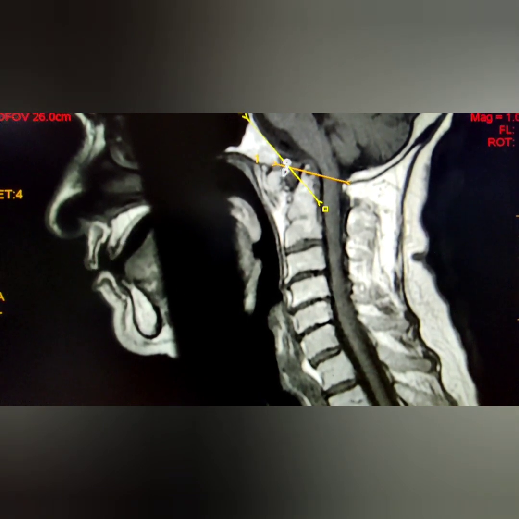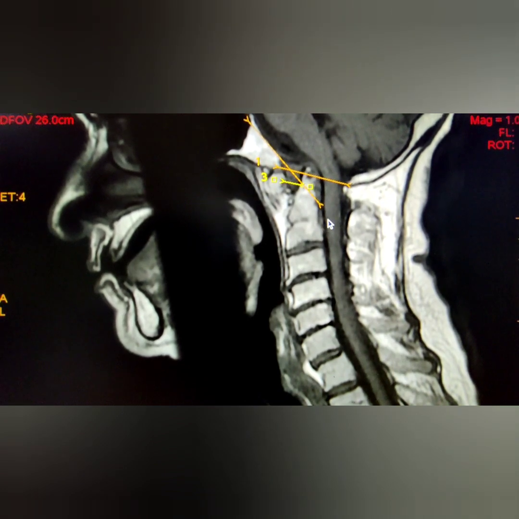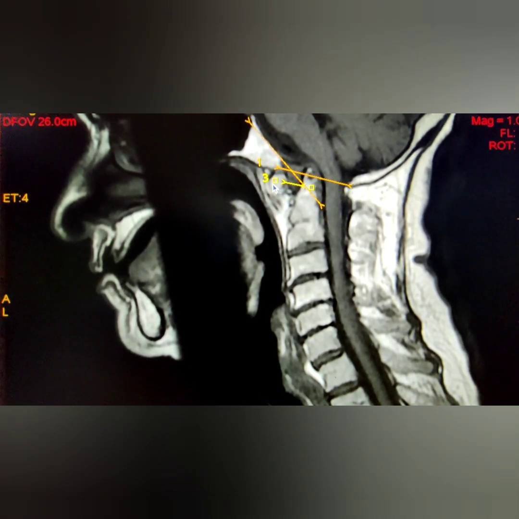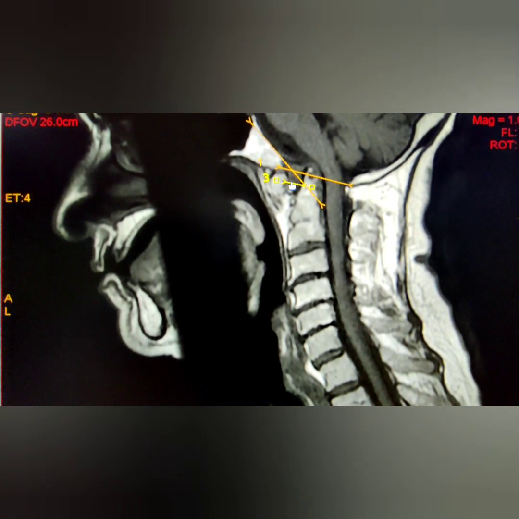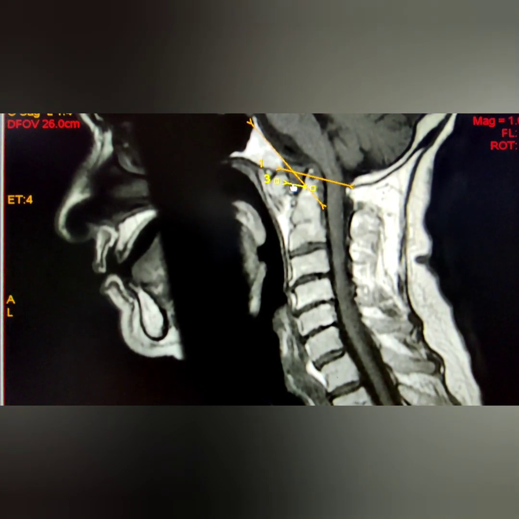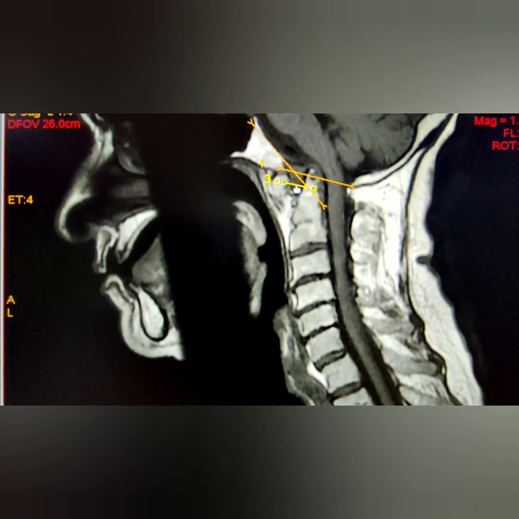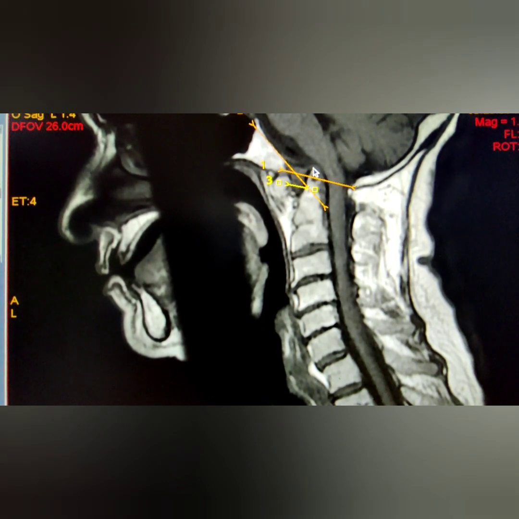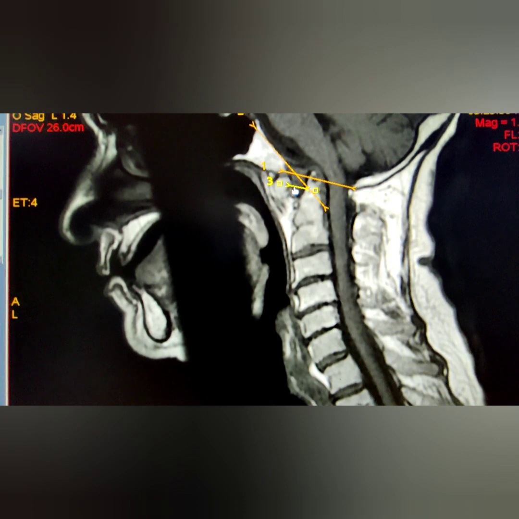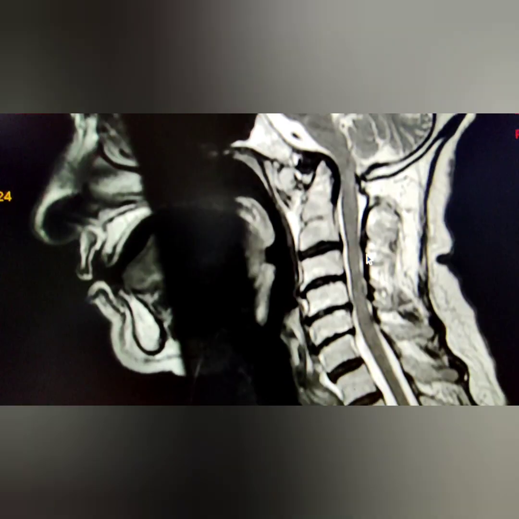Also in this case there is increased atlantoaxial distance, here 7.5. The normal value for an adult female should be less than 2 mm. Here it is 7.5, that is, there is an increased atlantodental index. So this is a case of basilar invagination along with atlantoaxial dislocation also.